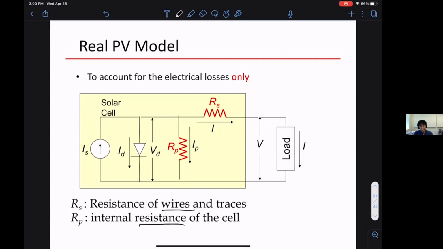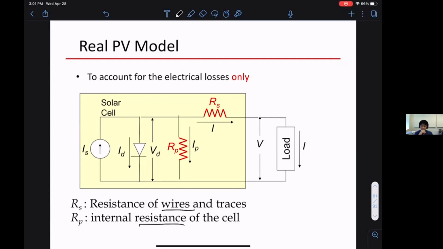Is the semiconductor the one with the RS? No, RS is the wire, the fact that you're putting a wire into this cell. So that's in series. The RP is the internal resistance of the semiconductor. Oh, okay. Yes.